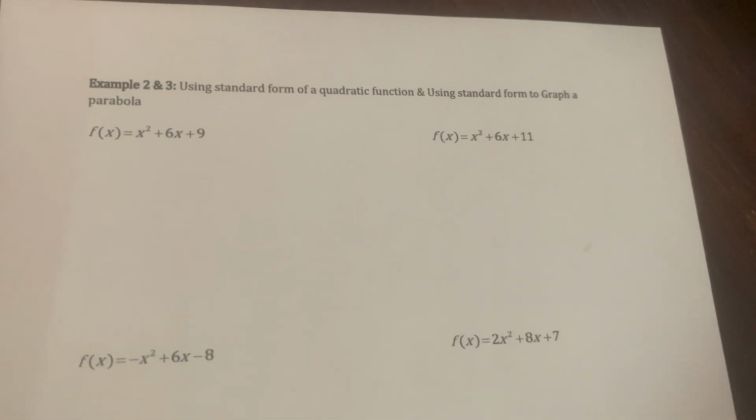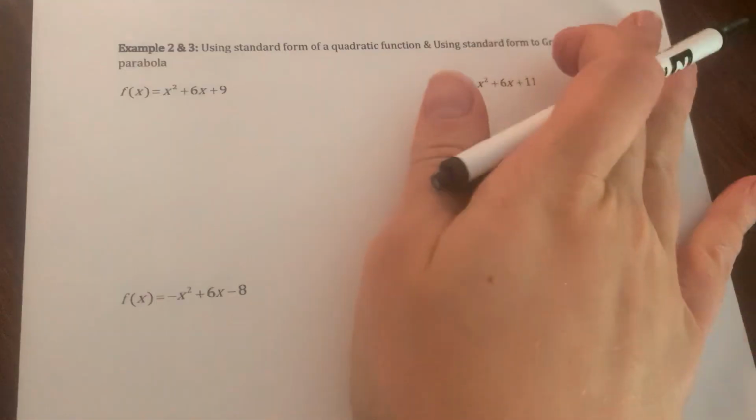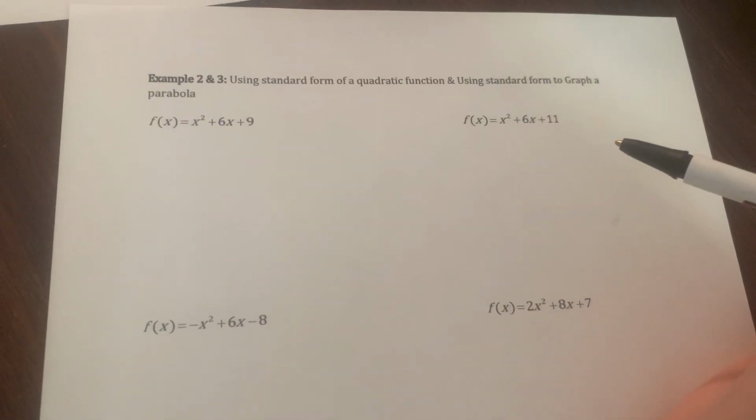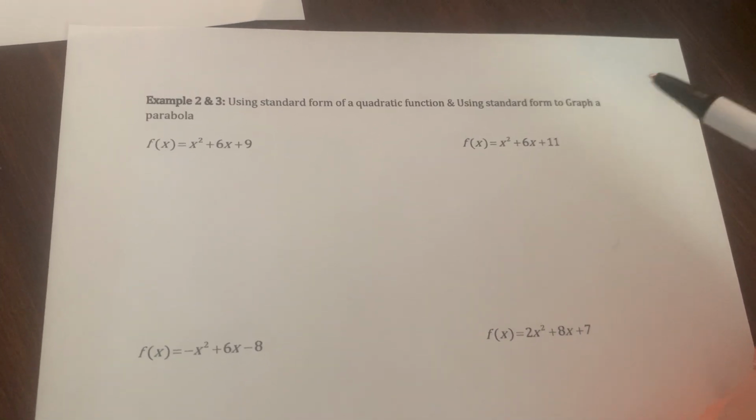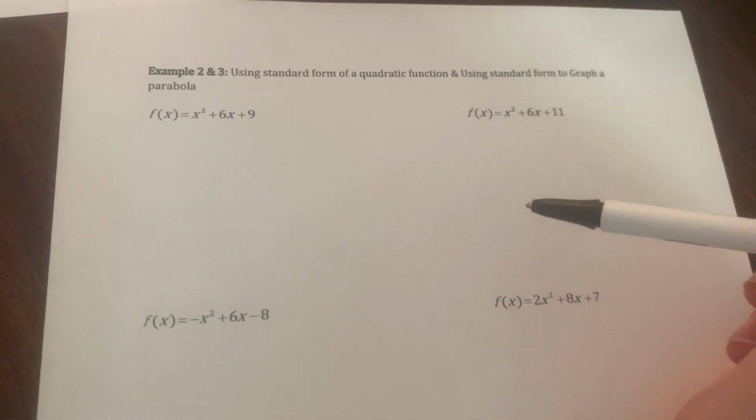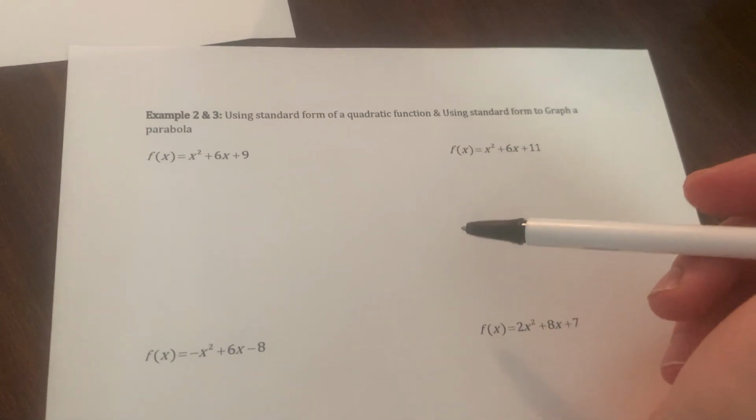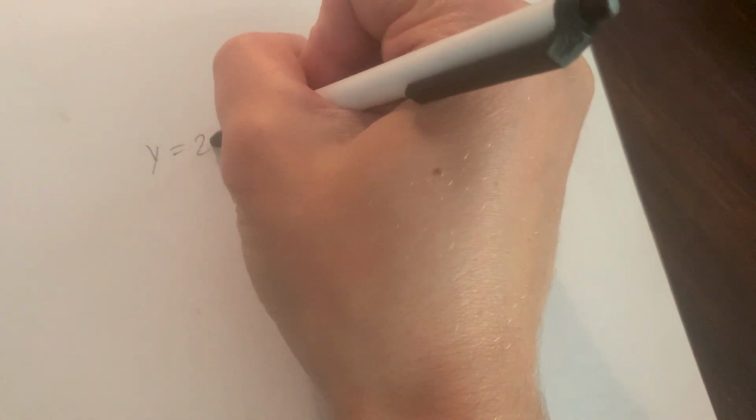Example 2 and 3, these are a little tricky. These are not in vertex form or standard form as your book calls it. It's just a quadratic function. Now, you can move them into vertex form. And if you think back to linear equations, this was slope-intercept form.